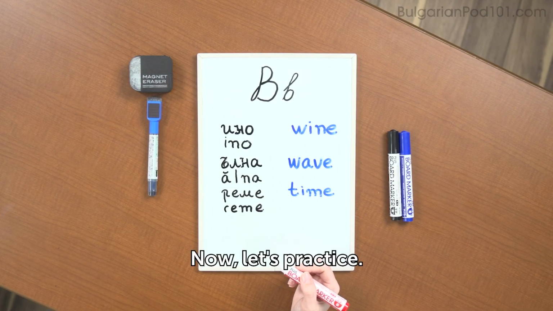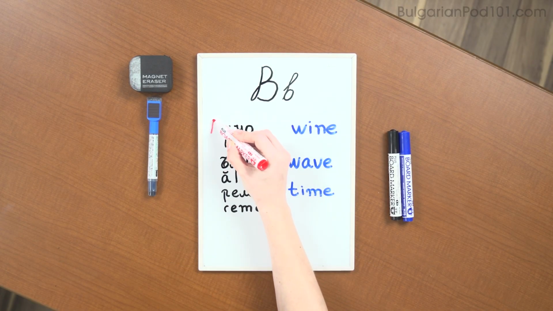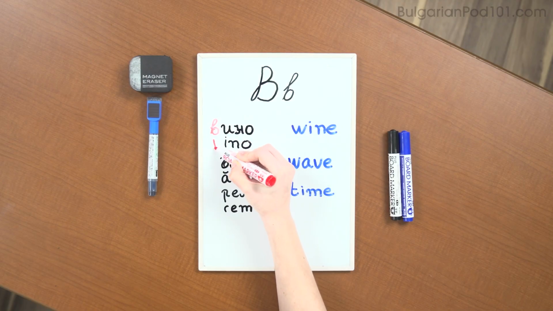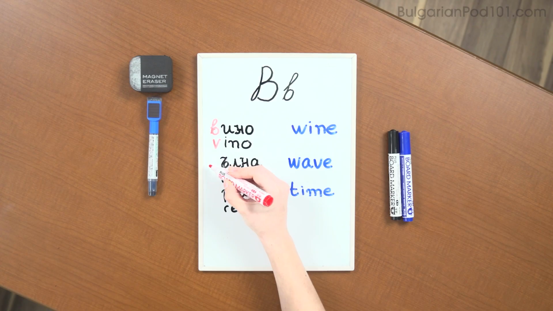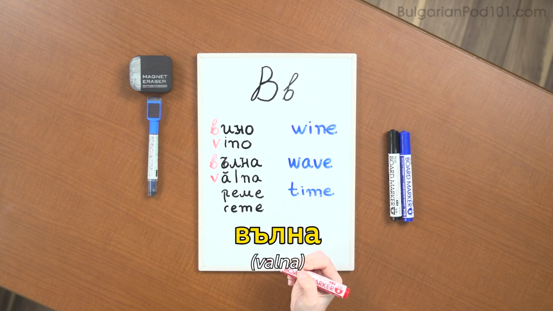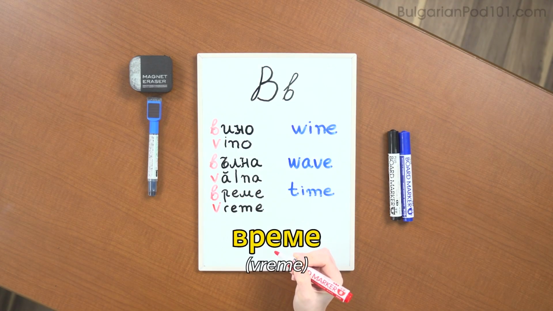Now let's practice. Write v for each of these words. Vino, vino, wine. Волна, волна, wave. Време, време, time.